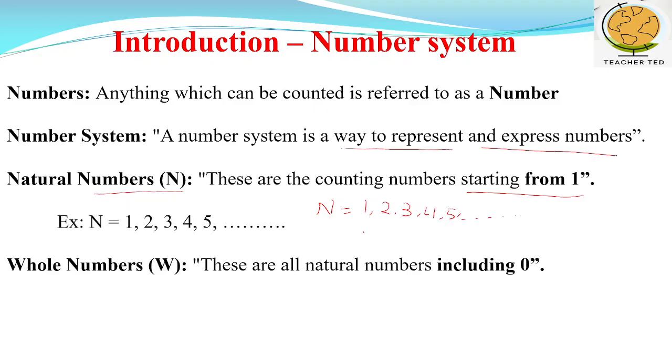The next category of numbers is whole numbers. The whole numbers are represented by the letter W. Now, all the natural numbers, including 0, are called whole numbers. So we can write like this: W equals 0, 1, 2, 3, 4, 5, etc. You can see the difference here. Natural numbers start from 1 and the whole numbers start with 0.